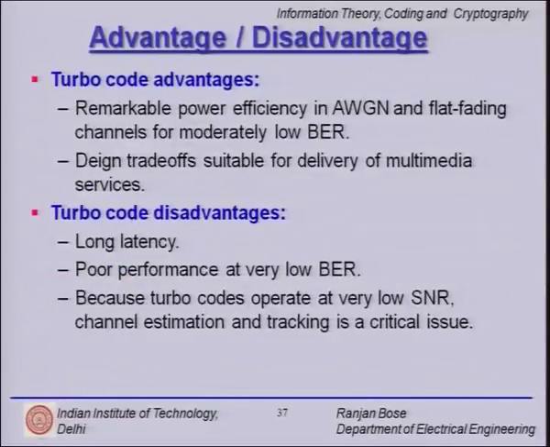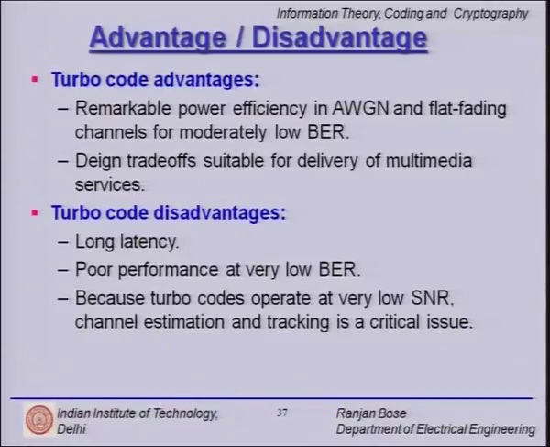Finally, what are the advantages and disadvantages of turbo codes? Let us start with the advantages. Remarkable power efficiency in additive white Gaussian noise and flat fading channels for moderately low bit error rate. Please note moderately low, because if you put the BER too low, then the convergence does not happen and we do not get good results. And that design trade off is suitable for delivery of multimedia data services.